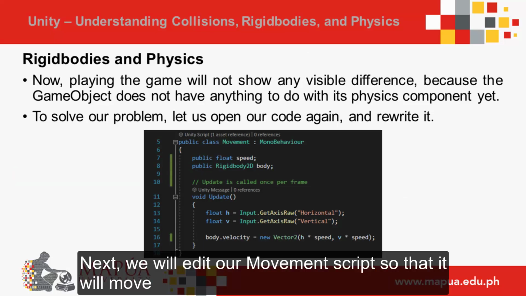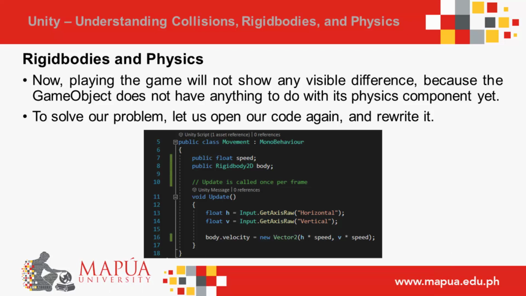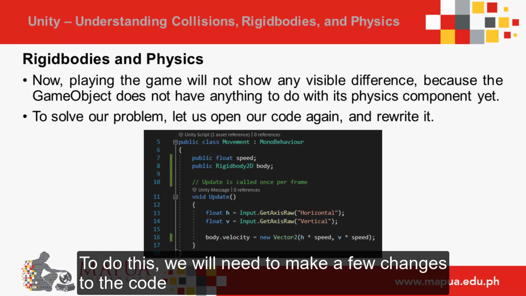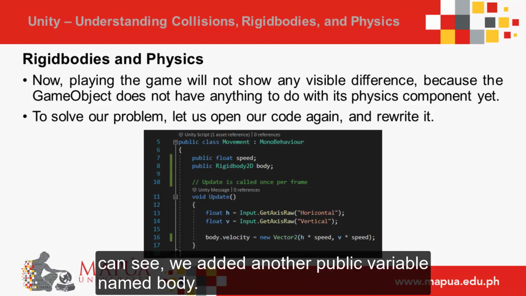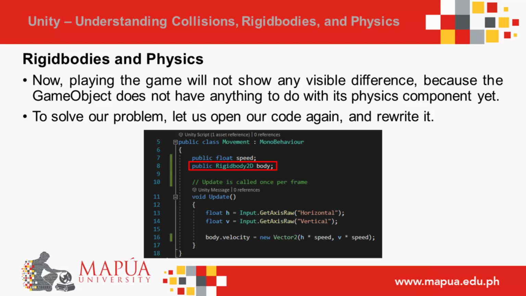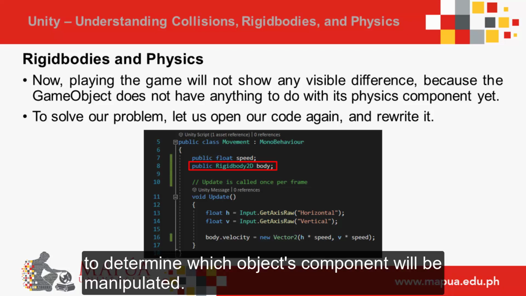Next, we will edit our movement script so that it will move the object using the rigid body component. To do this, we will need to make a few changes to the code as seen in the image on the screen. As you can see, we added another public variable named body. It requires a rigid body 2D which will be used as a reference to determine which object's component will be manipulated.